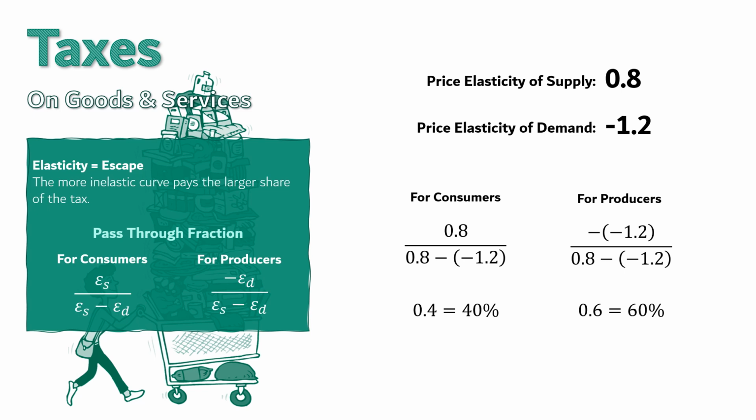So if this was the data for a $10 tax on this product, we would know that the price ends up being $4 higher for consumers, while producers earn $6 less, meaning that consumers pay 40% of the tax and producers pay the other 60%.